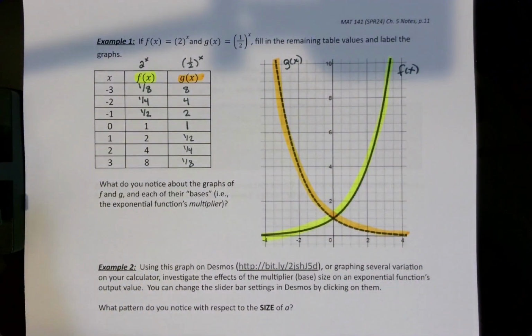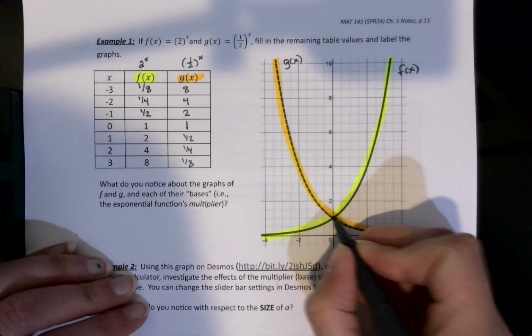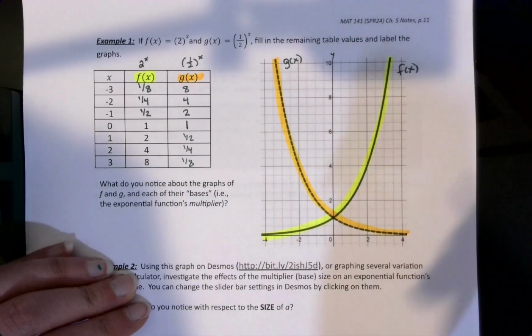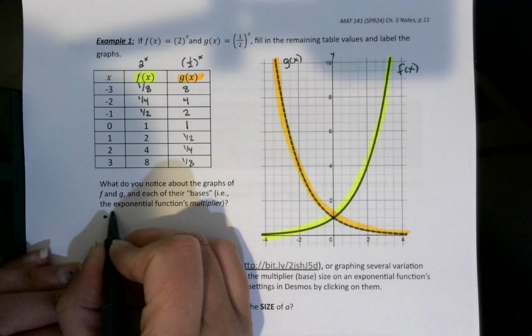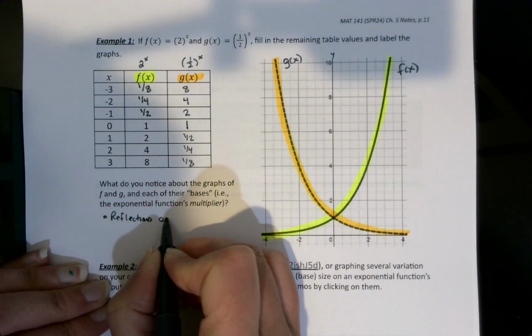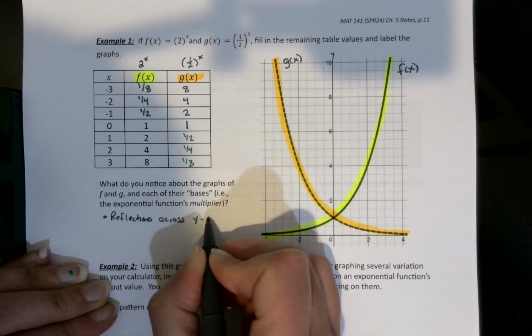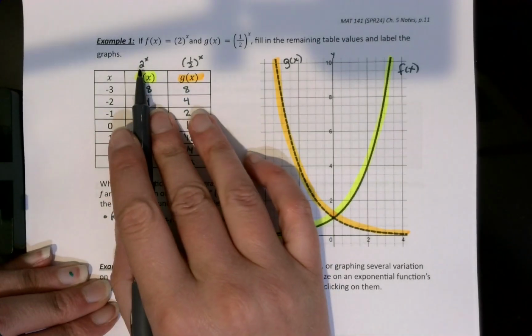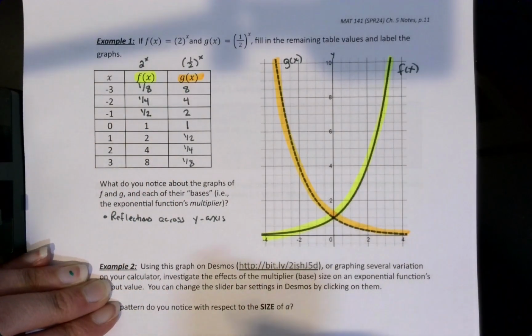What do you notice about the graphs of f and g and each of their bases, i.e. the exponential function's multiplier? So we should notice that these two graphs are symmetric reflections across the y-axis, because their bases are reciprocals. 2 and 1/2 are reciprocals.